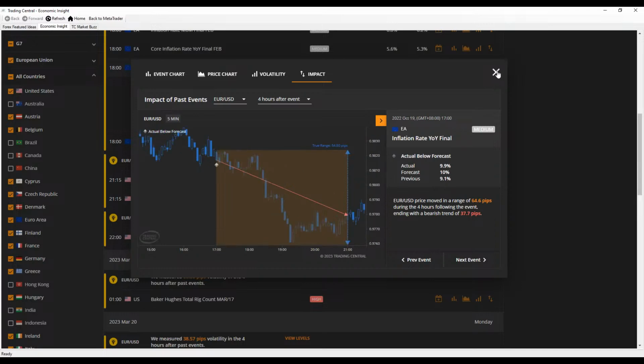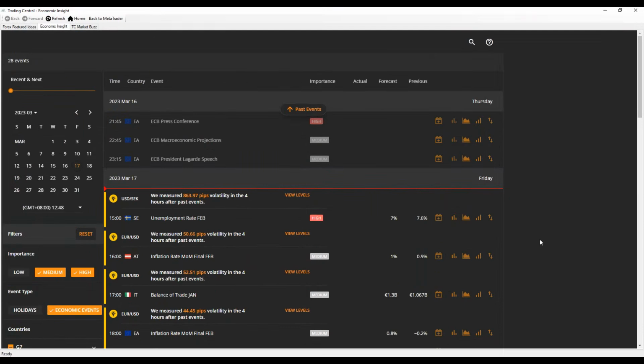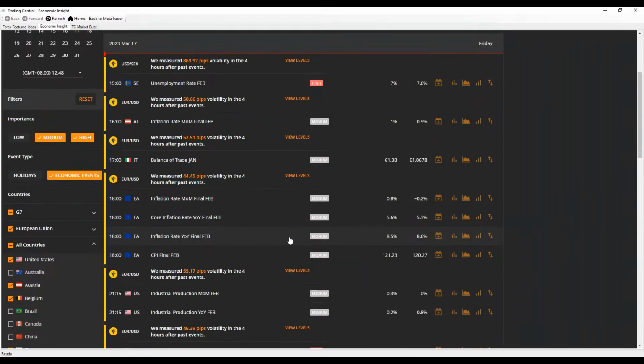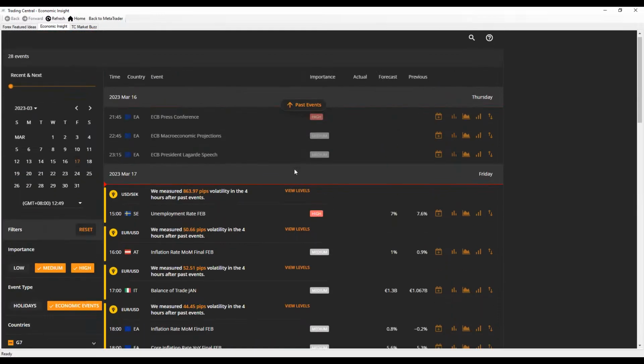So of course, this is the Trading Central Economic Insight. We do encourage you to access this tool for free. For Trading Central tools, whether you're on a demo account or a live account, you're able to access the full features of the Trading Central trading tools. So do feel free to experiment with this, and we believe that this would be a great addition to your trading setup.